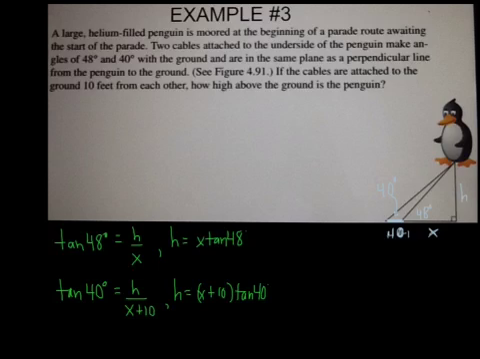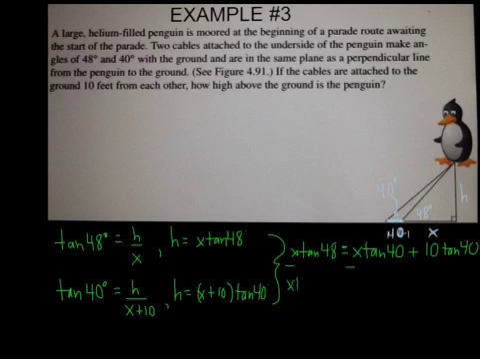Now, since both of these quantities are equal to h, we will set them equal to each other and make one equation that simply states x tangent of 48 equals x tangent of 40. I'm doing some distributing right now to save some space, plus 10 tangent of 40. Solving for x seems to be a challenge here, but remember back to your days of Algebra 1, when you had a variable on both sides of the equation. You simply try to isolate the variable to one side of the equation and the numbers to the other.